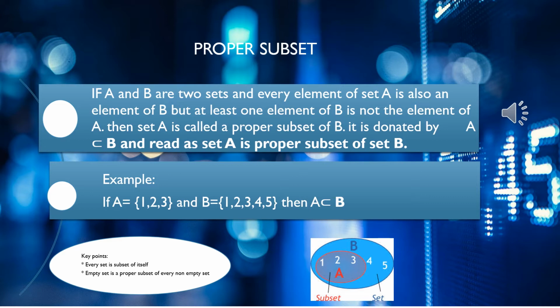Example of proper subset. Now you can observe this diagram. There are two sets A and B. A has three elements 1, 2, and 3, and B has five elements 1, 2, 3, 4, and 5. You can also observe all the elements of A are also elements of B, but 4 and 5 are not the elements of set A. In this case, we can say A is proper subset of B.